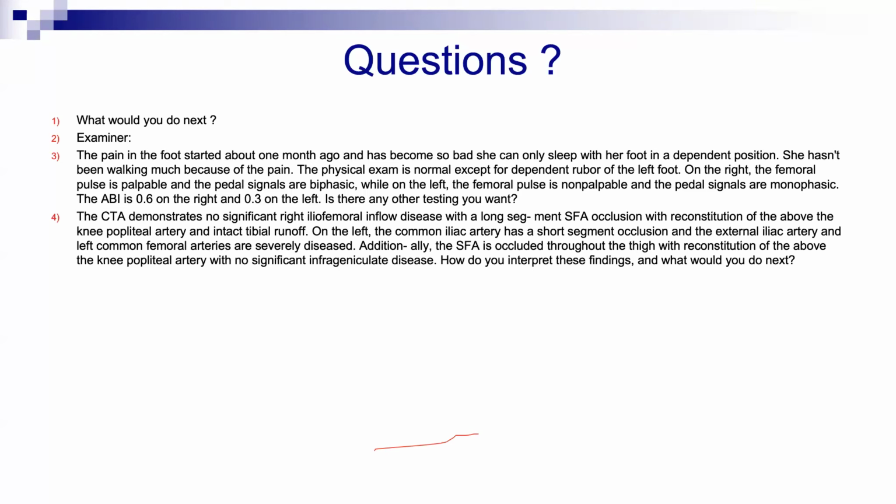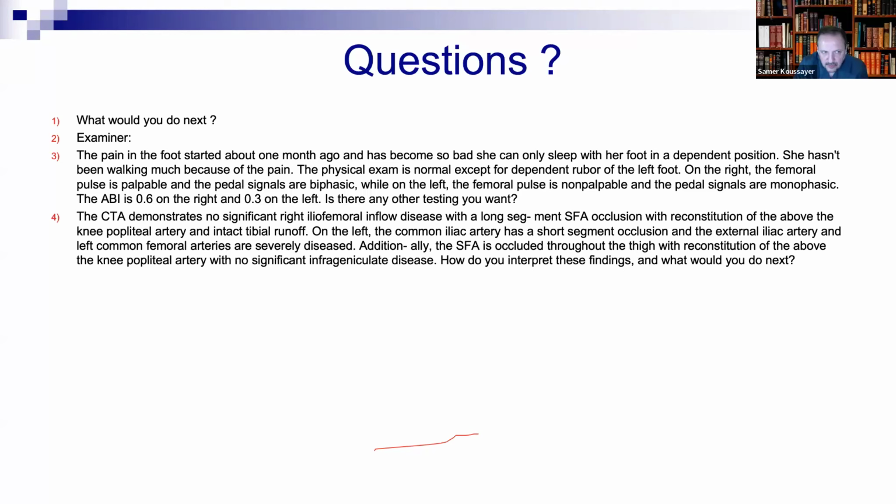Okay, so I have a question here. If it is difficult to go retrograde, or there is difficulty passing the lesion in the common iliac, can we go from the brachial and do a through-and-through maneuver by snaring? Yes, you can.